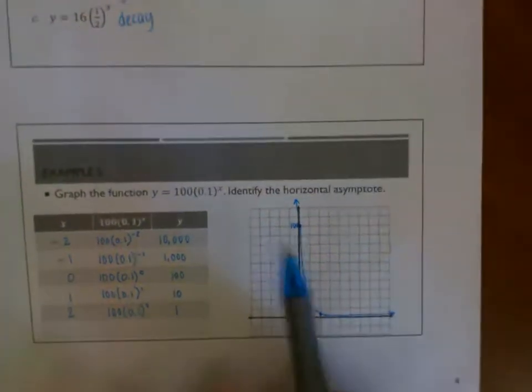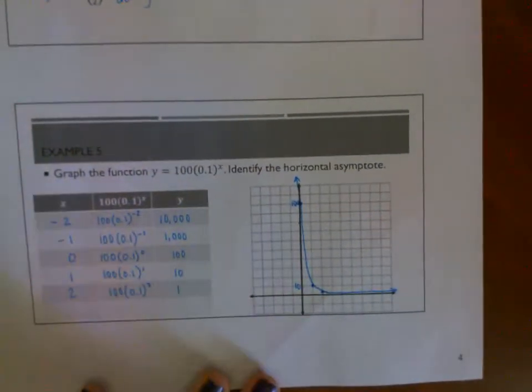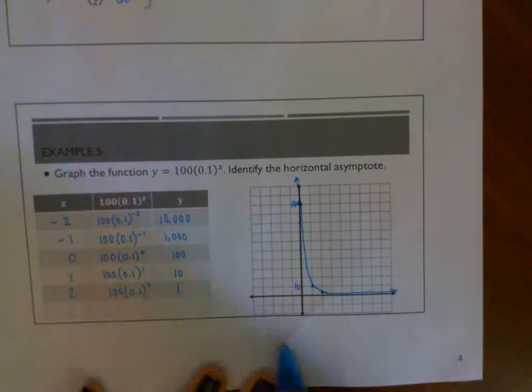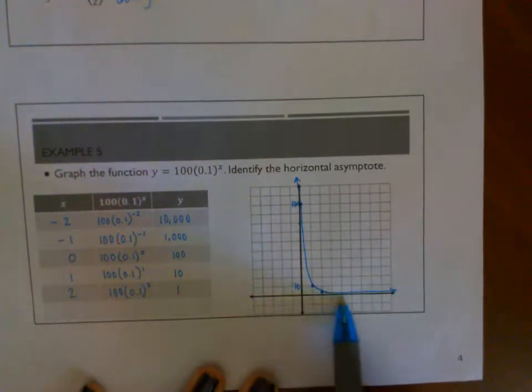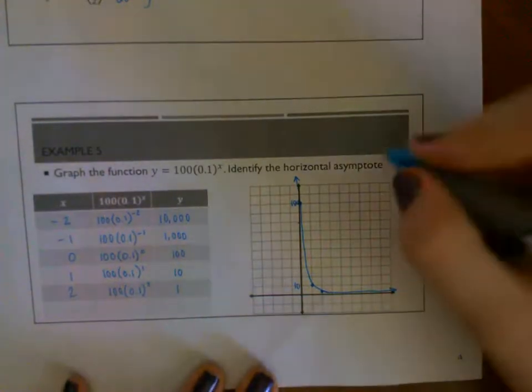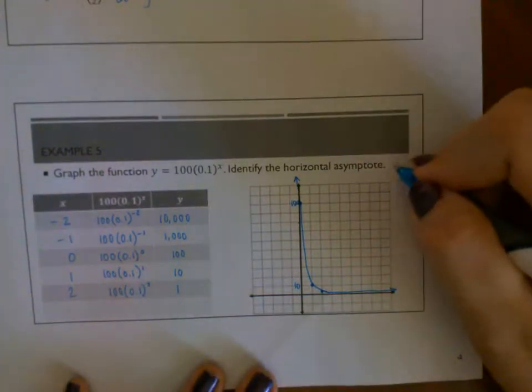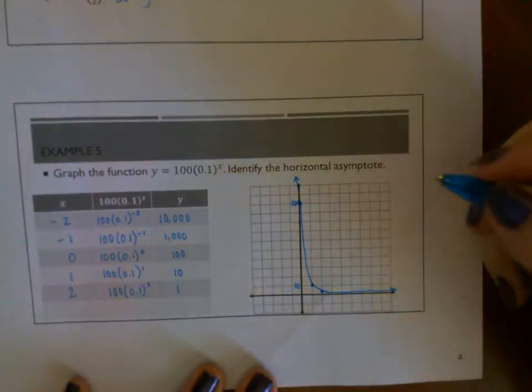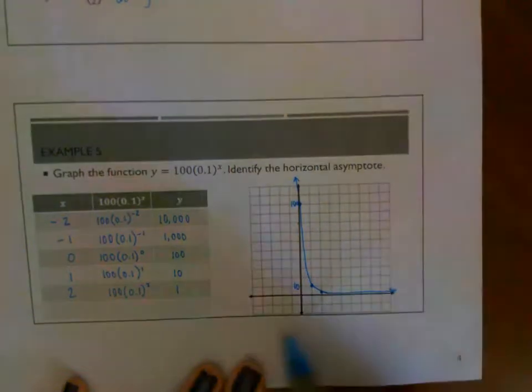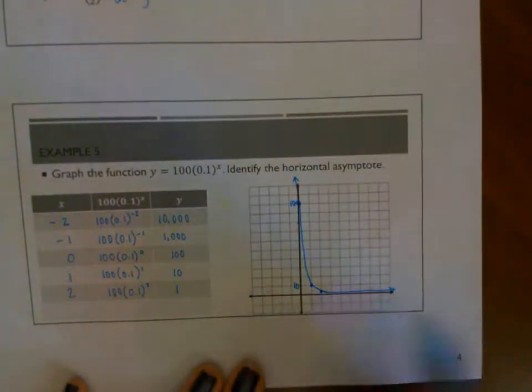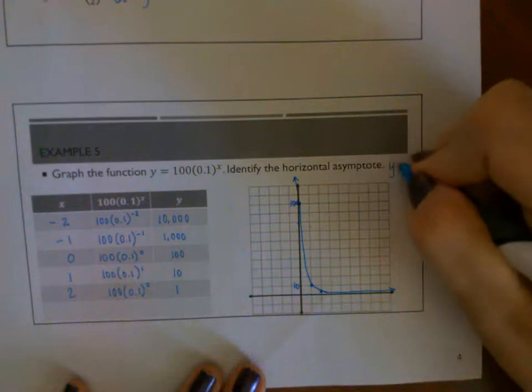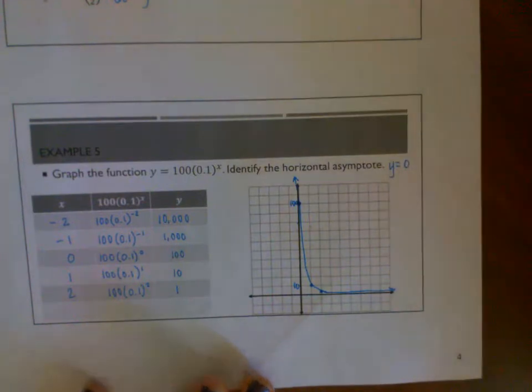And then it says to identify the horizontal asymptote. So horizontal, meaning left to right. What line is my graph getting really close to, but it won't touch? Again, I see that it's the x-axis. So the horizontal asymptote is the x-axis, but if we write the equation of that line, what's the equation of the line for the x-axis? It is y equals 0. And there you have it.